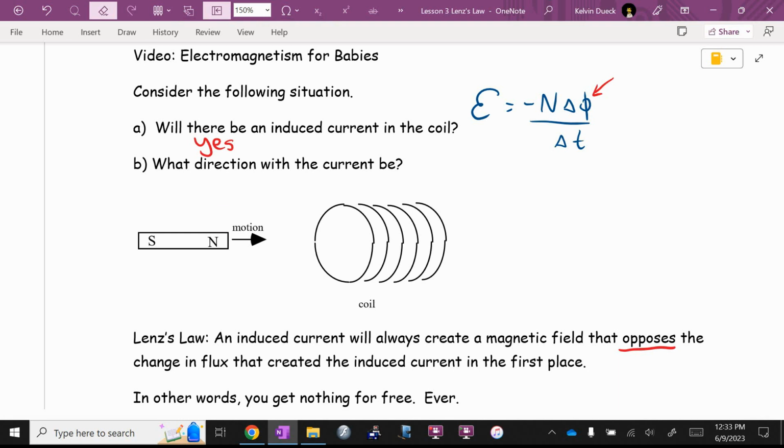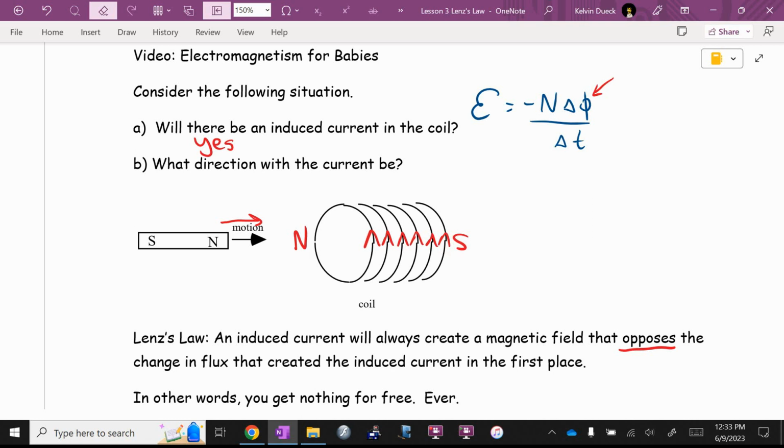In other words, up here, I have a north pole moving to the right. What would resist a north pole moving to the right? Another north pole pointing to the left. That's the direction of the current, which means now I can hold the solenoid in my hand, point my thumb north, and you know what, Eric? The current is going to flow this way.